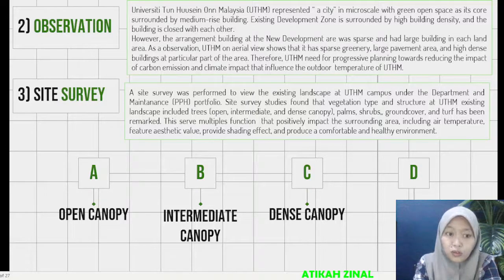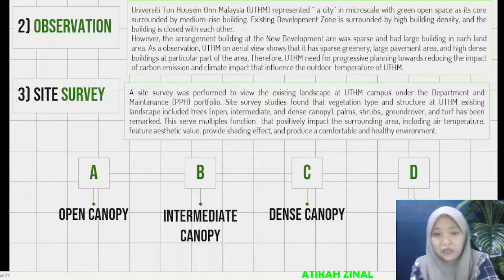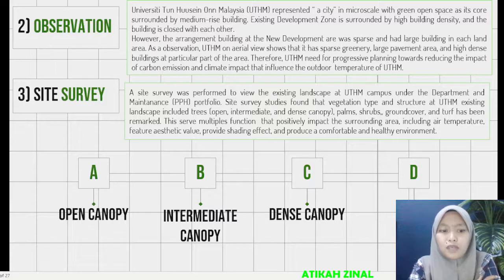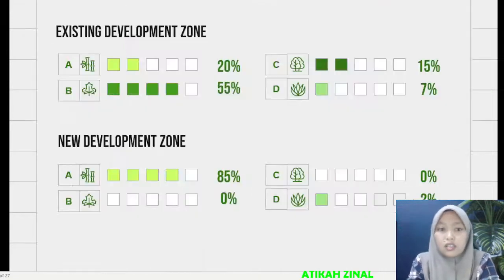Okay, for the site survey, I divided the trees into four types: A is open canopy, B is intermediate canopy, C is dense canopy, and D is palm. These are the three types at UTHM.